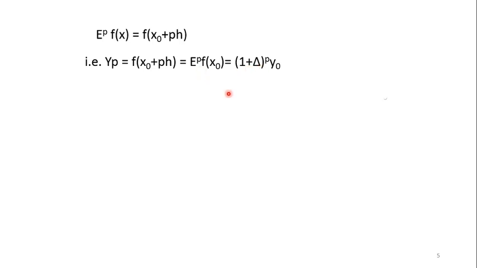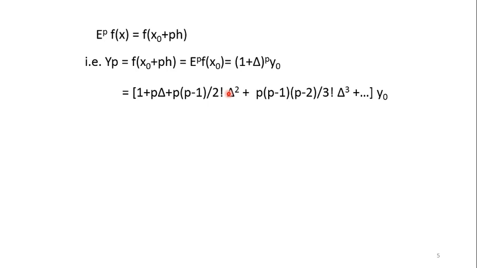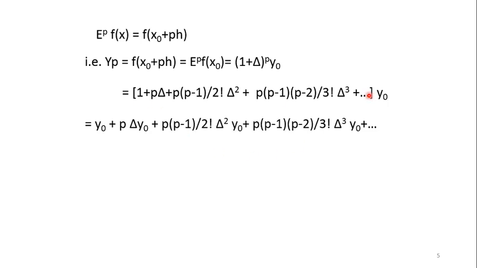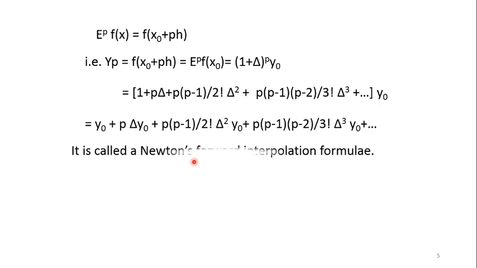Now through the binomial expansion, when you apply the binomial theorem, you will get 1 plus p delta plus p(p minus 1) upon factorial 2 delta squared, then p(p minus 1)(p minus 2) upon factorial 3 delta cubed, and so on, over y0. Applying this, we get y0 plus p delta y0, plus p(p minus 1) by 2 delta squared y0, plus p(p minus 1)(p minus 2) upon factorial 3 delta cubed y0, and so on. In this way you get Newton's forward interpolation formula.